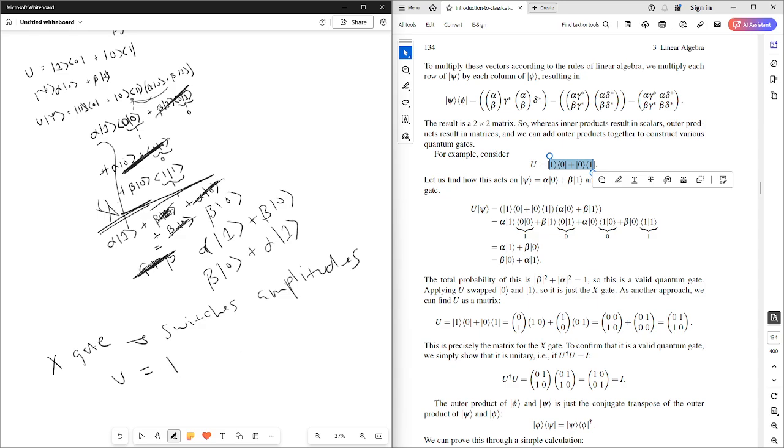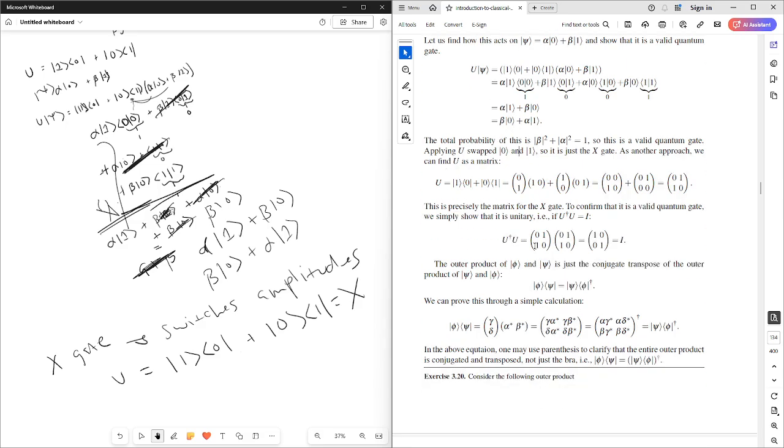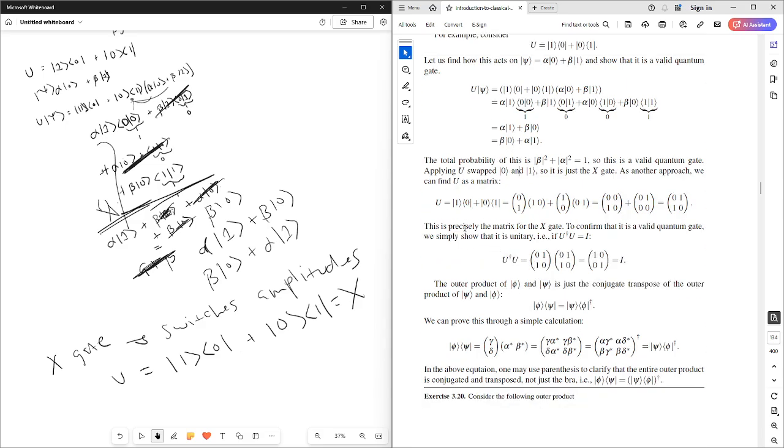So U equals the outer product of 1 and 0 added to the outer product of 0 and 1. And this actually just equals the same effect of an X gate, just switching the amplitudes between state 0 and 1. The matrix form here just shows exactly what we just worked through.